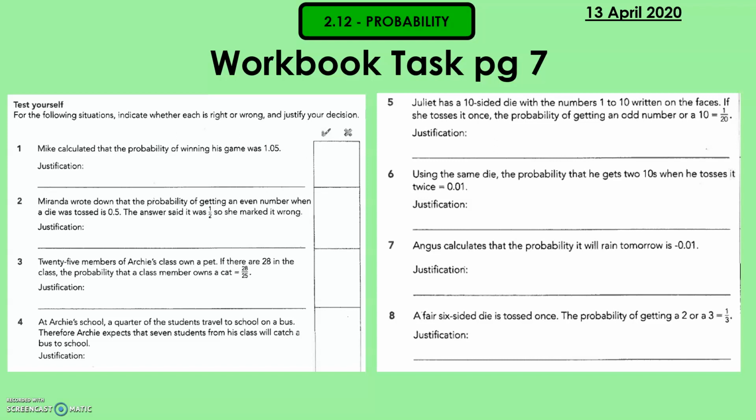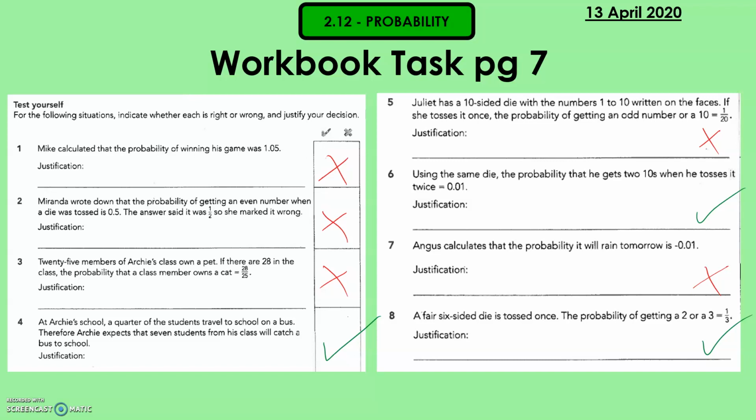So hopefully you've completed that task. If not, pause the video again and go back and do it. We'll go to the answers shortly. So here are our answers.